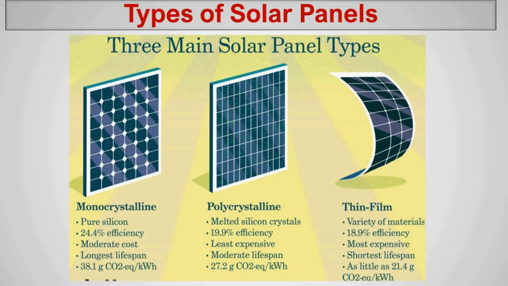The weight is 27.2 grams, which is less compared to monocrystalline. Then the last one is thin film. Thin film is a new addition. It's like a sheet; the solar panel is manufactured as a sheet. The efficiency is low, like 18.9%, compared to both other types. It is expensive, has the shortest life, and the weight is less.